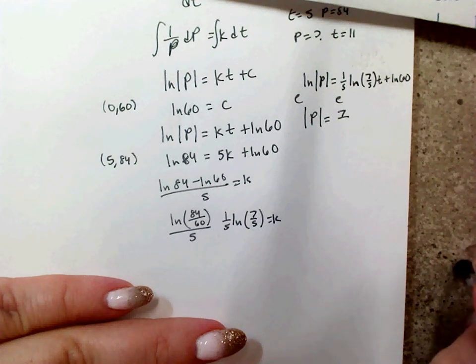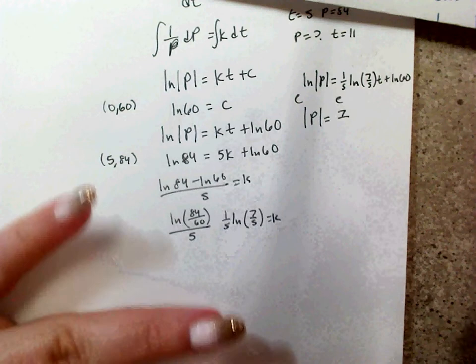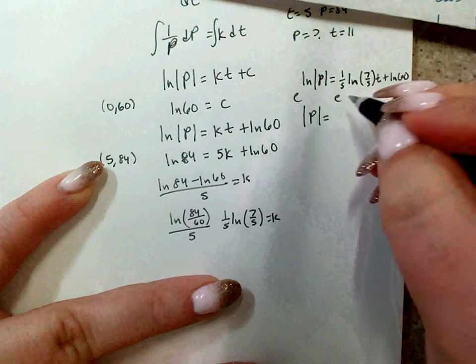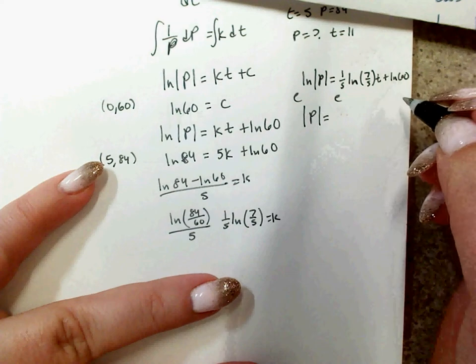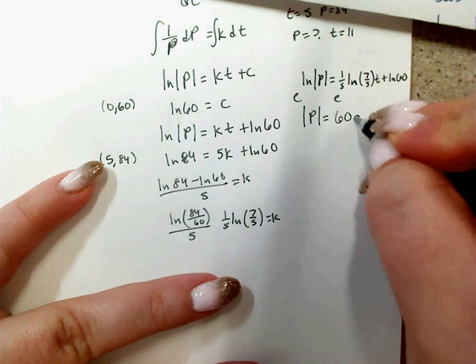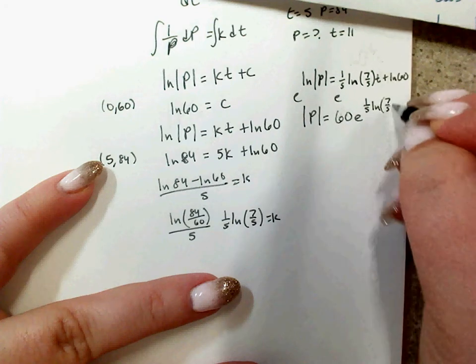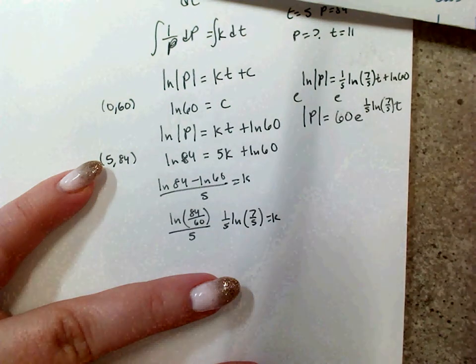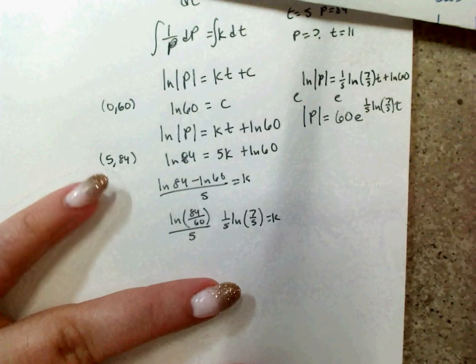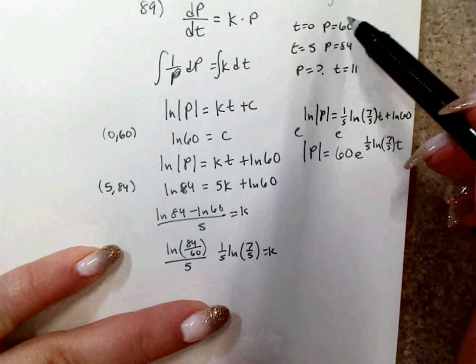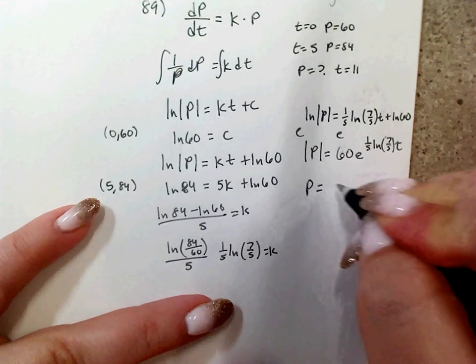Although I am going to split it up. e to this times e to that, and e to the natural log of 60 is 60. So 60e to the 1/5 natural log of 7/5 t. And then in order to get rid of the absolute value, you do plus and minus. But the initial condition was (0, 60), positive 60. So I'm just going to go ahead and say the positive 60e to the 1/5 natural log of 7/5 t.